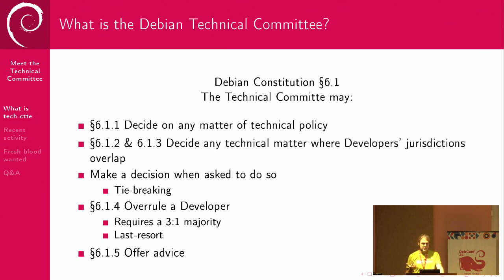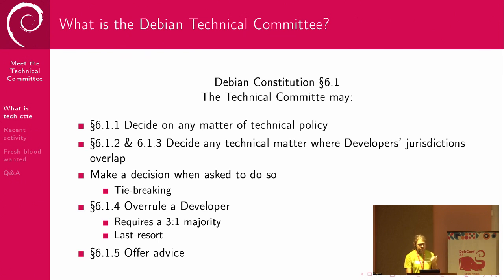The role of the committee is defined in the Debian Constitution, and it says that as the committee we decide on any matter of technical policy, we decide on any matter where developers' jurisdictions overlap. So generally in Debian, packages belong to the maintainer of the package, services belong to the maintainer of the service, there are other delegated things. And when people collide, but they are in charge of their own area, somebody needs to resolve that conflict, and the technical committee ends up being asked to help make the technical decisions to resolve that conflict.